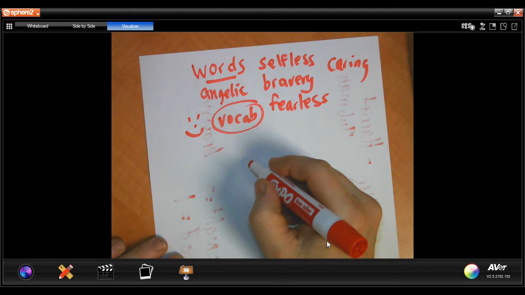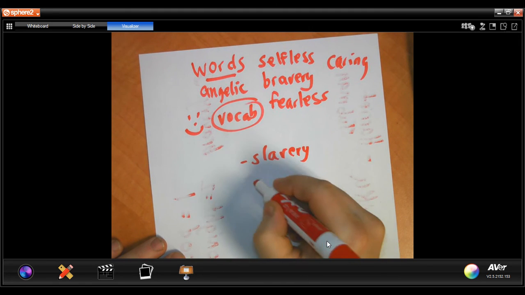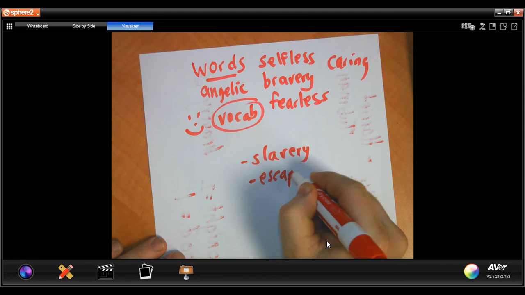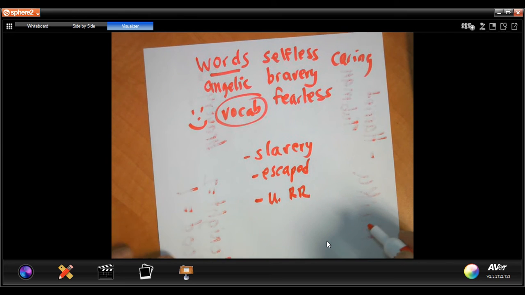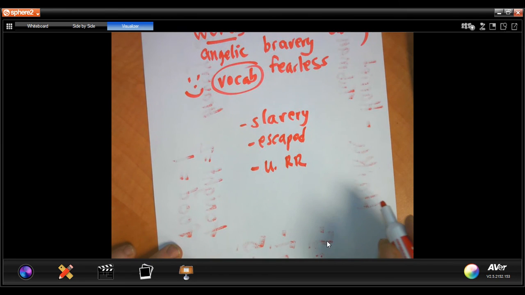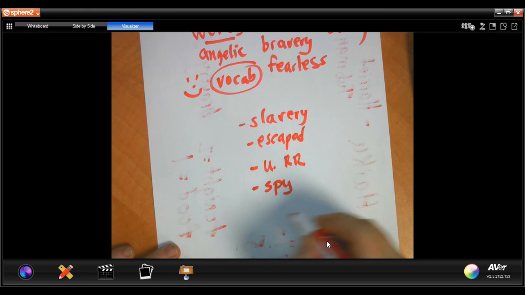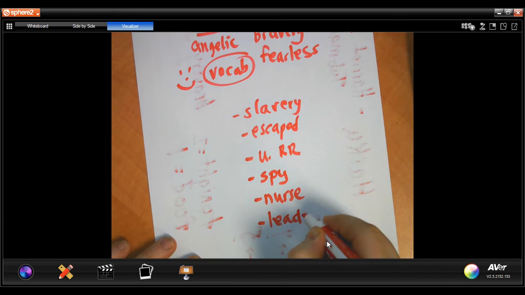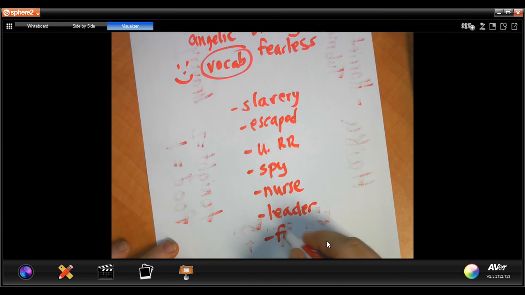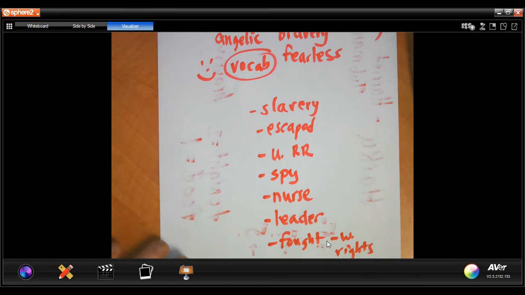Then think about things she did. She was born into slavery. She escaped. She helped with the Underground Railroad, a conductor for 8 years, never lost a passenger. Pretty amazing. She was a spy. She was a nurse. She was a leader. She fought for women's suffrage, women's rights, and so much more.